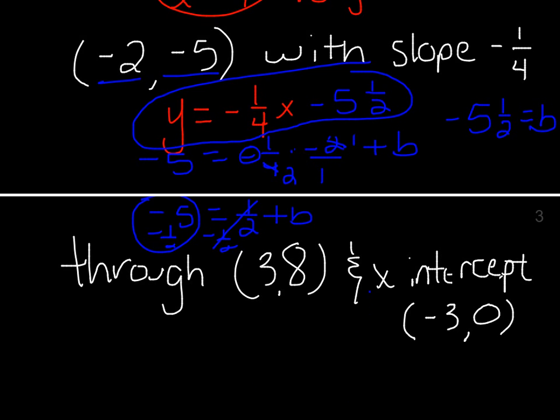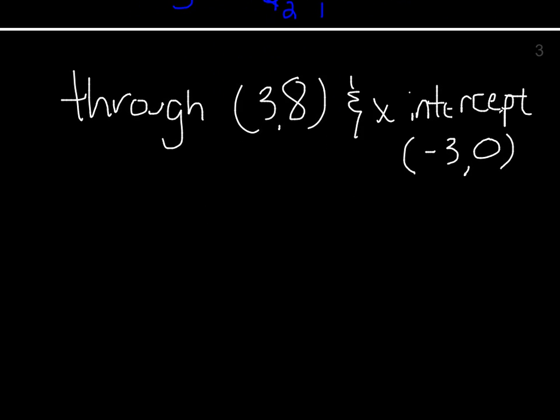All right, let's look at this last one here. It goes through 3, 8, and it has an x-intercept of negative 3, 0. And so what we think about is we need slope and y-intercept. X-intercept, we can't put that in our equation. So really the x-intercept is just another point. It doesn't really give us any other information except it's going to cross the x-axis there, but we can't put that point in our equation. What we can do, though, is find the slope because we have 2 points. We have this point and this point that our line crosses through.